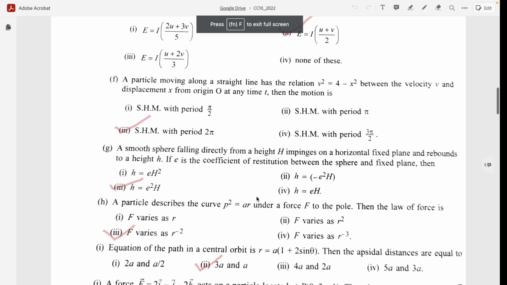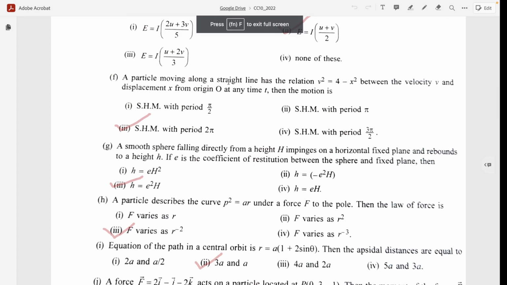Next question F. A particle moving along a straight line has the relation v square equals 4 minus x square between the velocity v and displacement x from the origin at any time t. Then the motion is simple harmonic motion with period 2 pi. The correct option is 3, which is repeated from 2021.